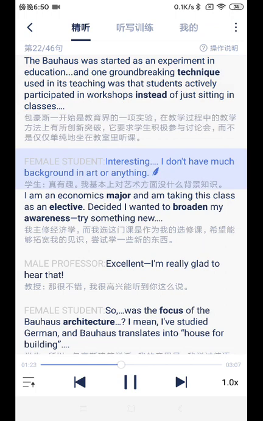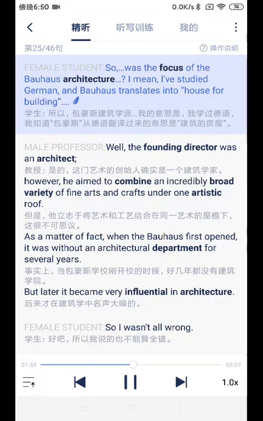Interesting. I don't have much background in art or anything. I'm an economics major, and I'm taking this class as an elective. Decided I wanted to broaden my awareness, try something new. Excellent. I'm really glad to hear that. So, was the focus of the Bauhaus architecture? I mean, I've studied German, and Bauhaus translates into house for building.